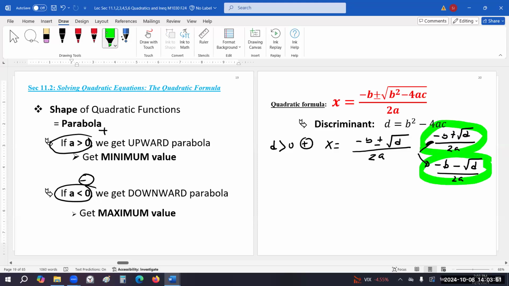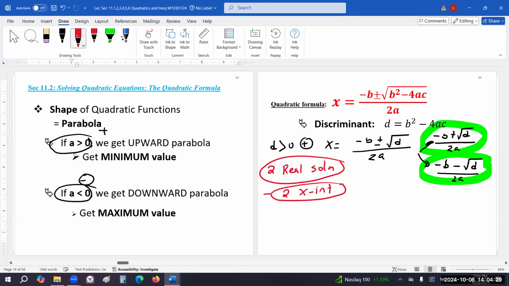So how many solutions do you see? Are they real or imaginary? Our discriminant is a positive number, so you have a positive number inside the radical. They're real, because anytime you have a positive number inside the radical, it's real. So when our discriminant is a positive number, we get two real solutions. That's the rule. Or if you're working with x-intercepts, we get two x-intercepts. It means you're crossing the x-axis twice.